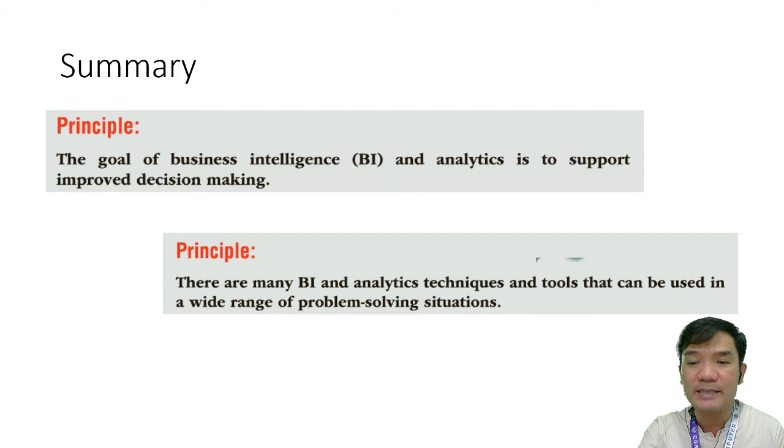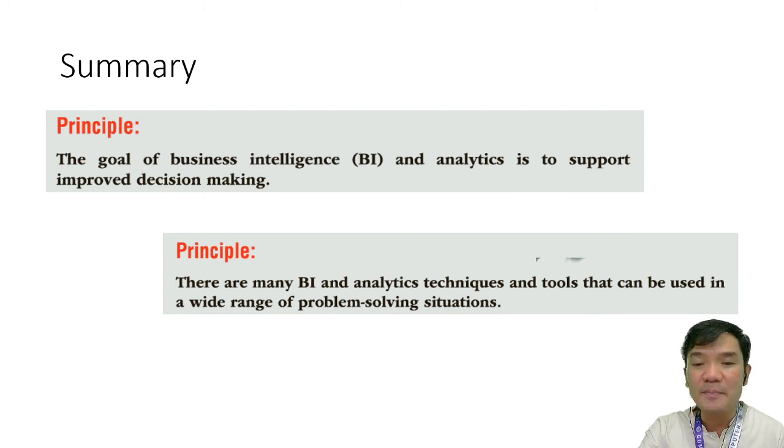Okay, so let me summarize the concept behind my discussion for today. Aside from the terms that you must learn, we have one principle, which is the principle of the course. Number one, the goal of BI and analytics is to support improved decision making. The point of discussion here is that we are learning the concept of BI to have a good basis for decision making within the organization, and also an orientation that a decision supported with data is a very good decision.